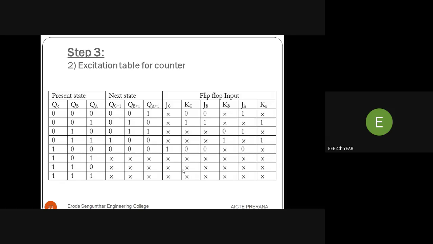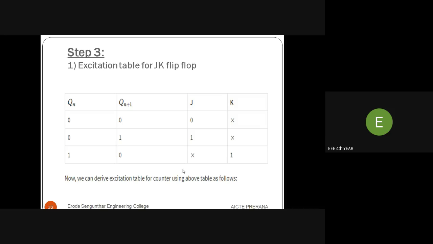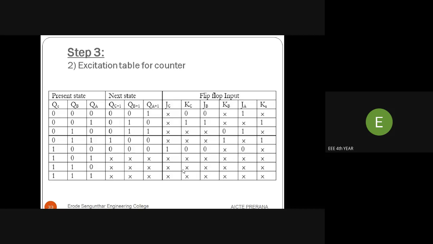See, QA value is equal to 0 in the first row, QA plus 1 is equal to 1. So present state is 0, next state is 1, J value is 1, K value is X. Like this, you are determining the excitation table for all the values in the present state and next state table from this table.